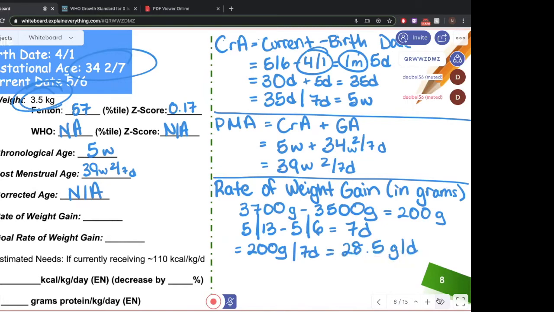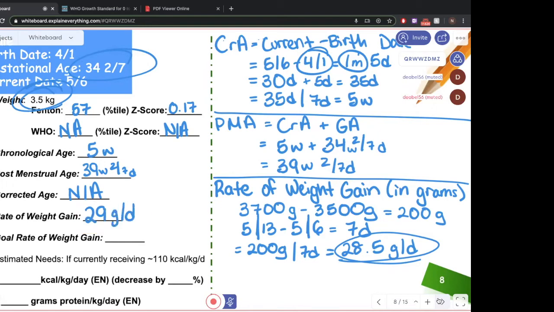Now, in this case, since the infant is over 40 weeks postmenstrual age, the normative data is going to be in the grams per day, and we're going to check out what the goal rate of weight gain should be in just a moment. But if this infant was under the 40 weeks of postmenstrual age, then we would have to convert this weight gain, the rate of weight gain, to grams per kilogram per day. But for now, we're good. So we're just going to add it on here. And we're going to round it to 29 grams per day.